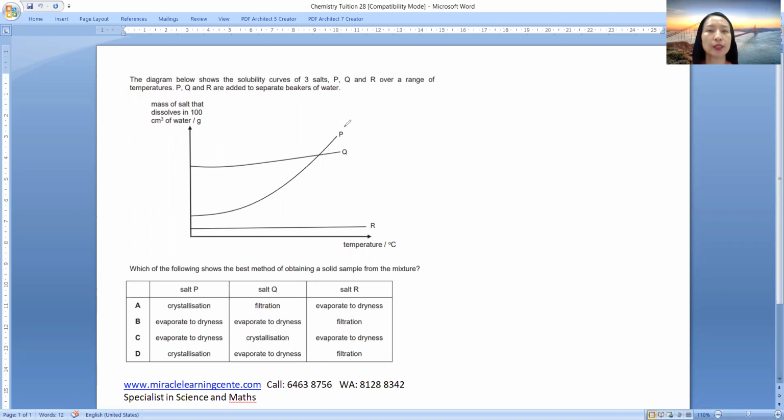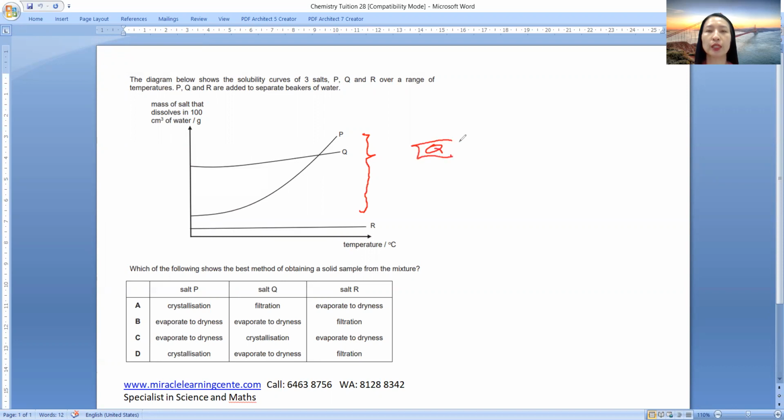Okay, so you notice here, P, there's a curve here. So you notice that when the temperature drops for P, there is a lot of solid collected when the temperature drops. Okay, for Q, the solubility remains unchanged. So you are unlikely to get much salt from Q just by cooling down.